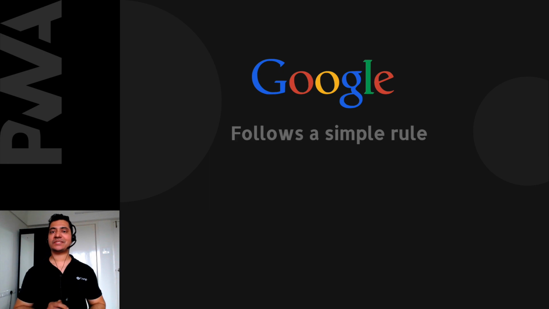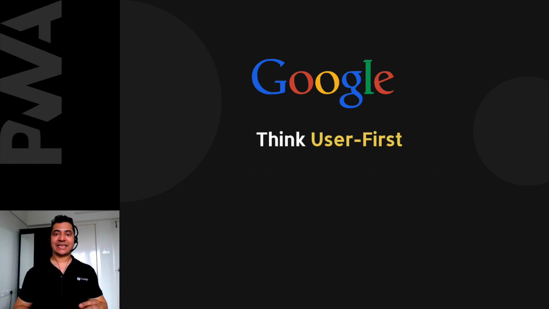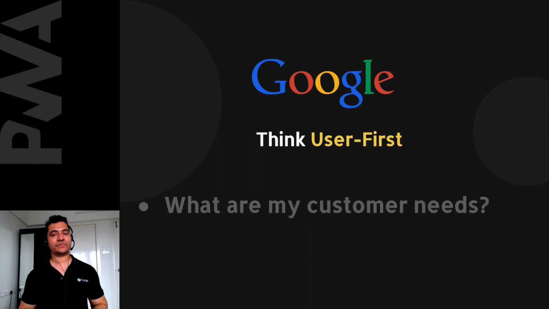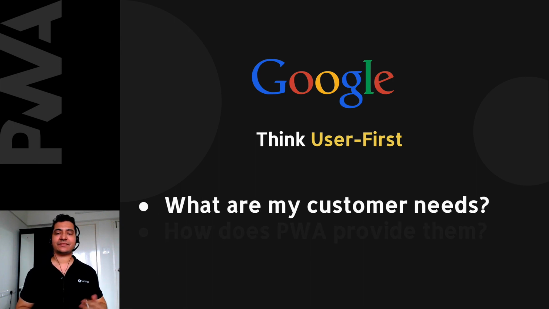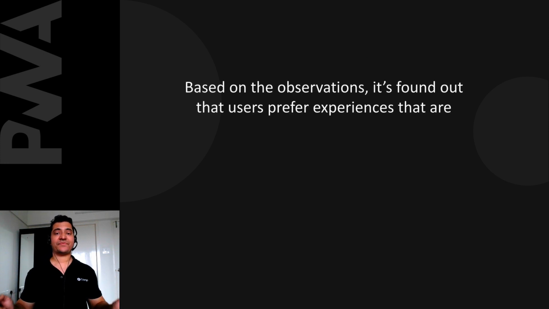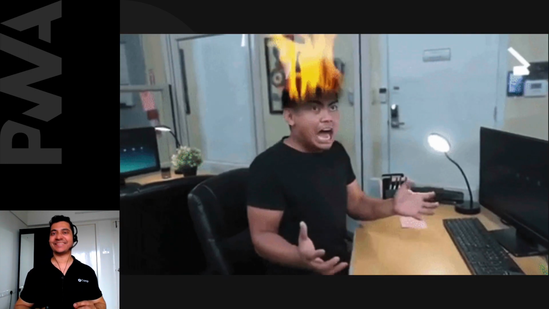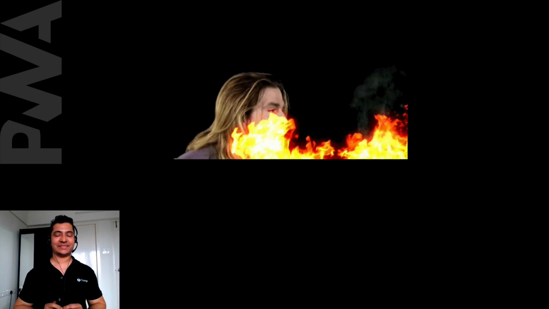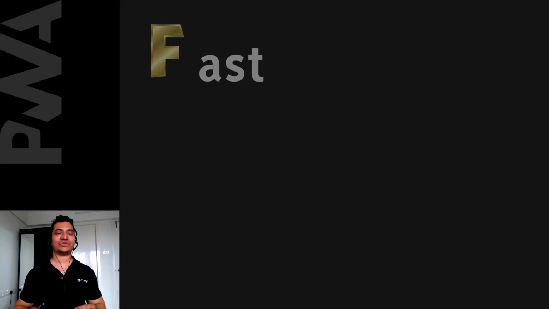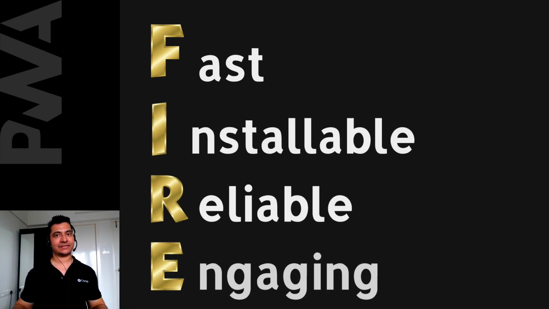Now, Google follows a simple rule, and that is focus on users and all else will follow. Google says, think user first. What are my customers' needs? How does PWA provide them? Now, based on the observations, it is found that users prefer experiences that are fire. Not this fire. Certainly not this one. But fire would actually relate to fast, installable, reliable, and engaging.